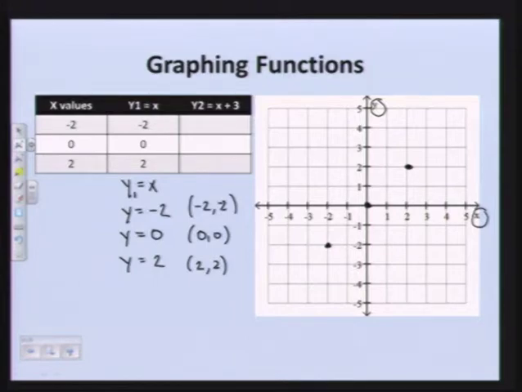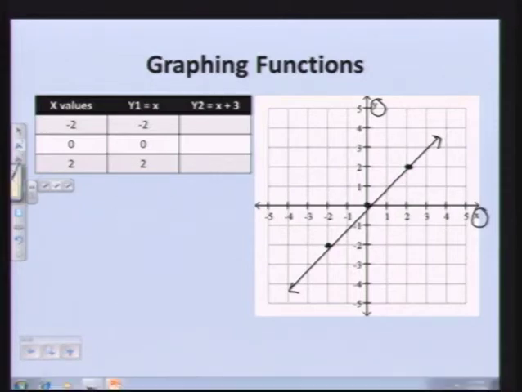I'm going to get my straight line and hopefully make it look pretty. I like all of my graphs to have arrows because graphs continue on forever. They are infinite. Okay. So let's look at the second graph that we have, second equation.